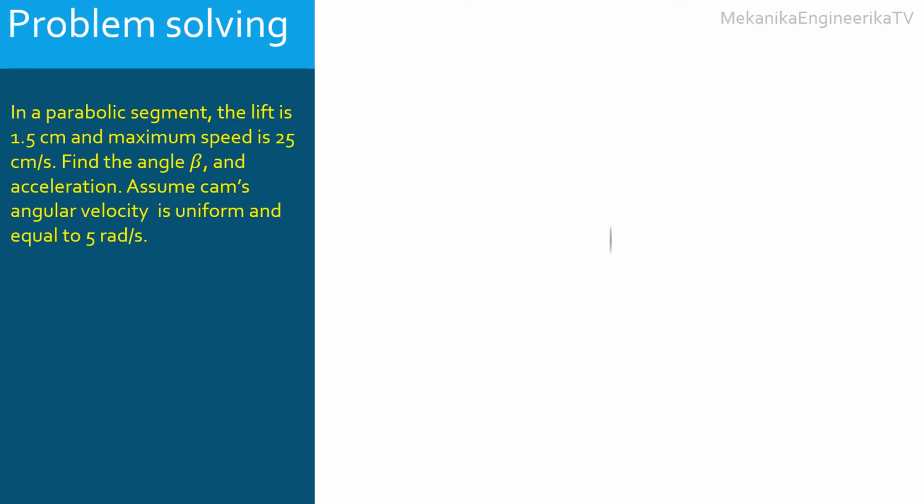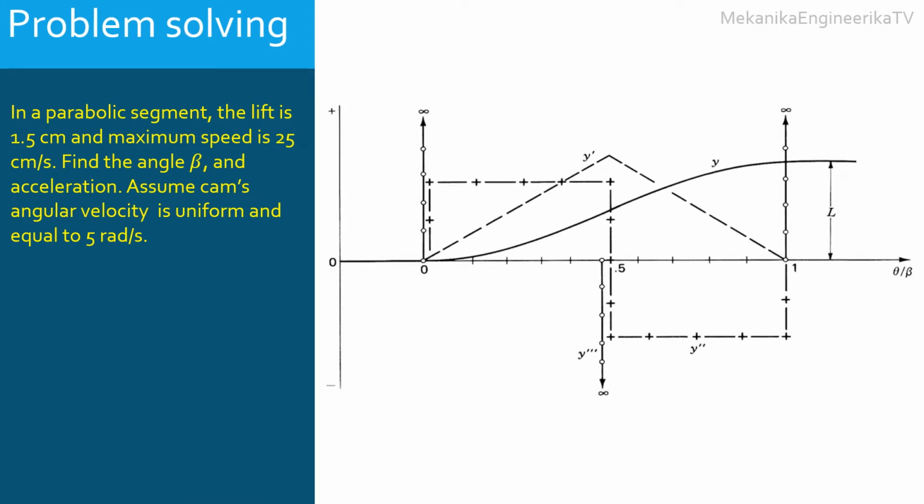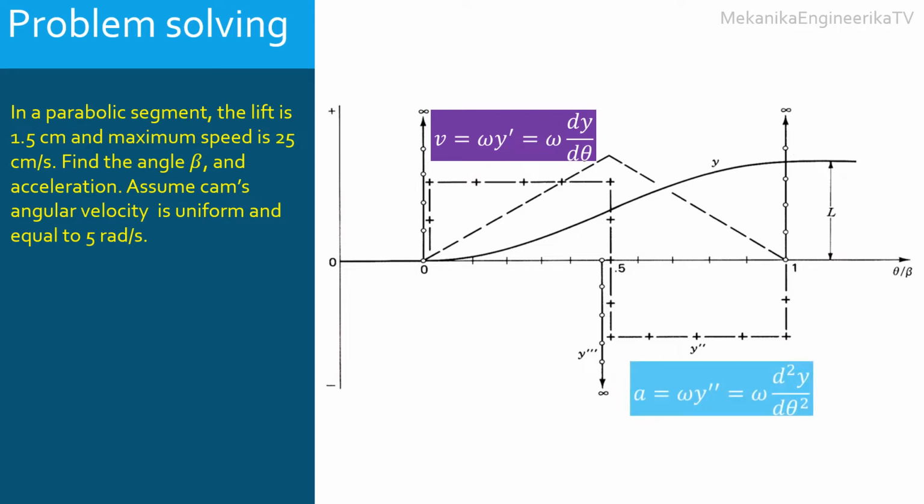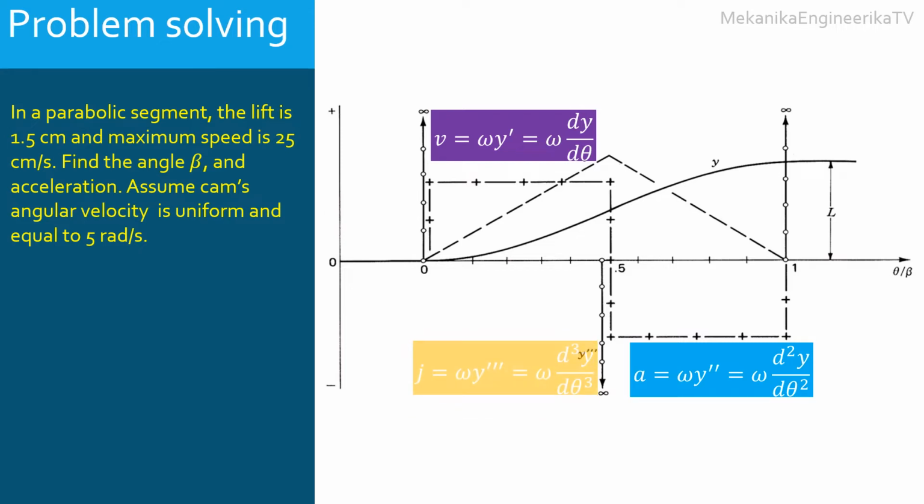Let's first recall the displacement, velocity, acceleration, and jerk diagrams of a parabolic segment. As the cam's angular velocity is constant, the follower velocity is simply omega times y dash, where y dash is the first derivative of displacement with respect to the angle theta. Also the acceleration is omega times y double dash, where y double dash is the second derivative of y with respect to theta. Finally the jerk is omega times y triple dash, or the third derivative of y with respect to theta.